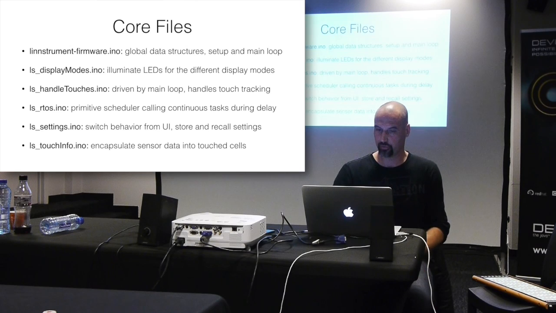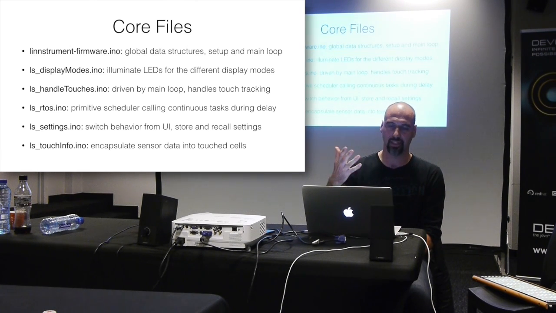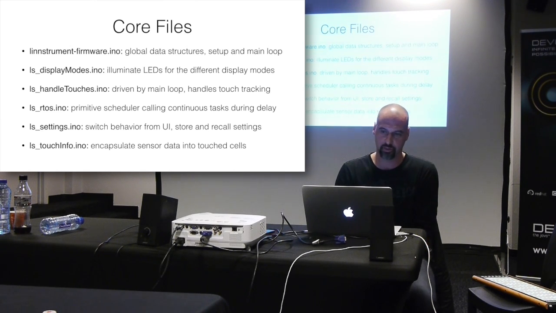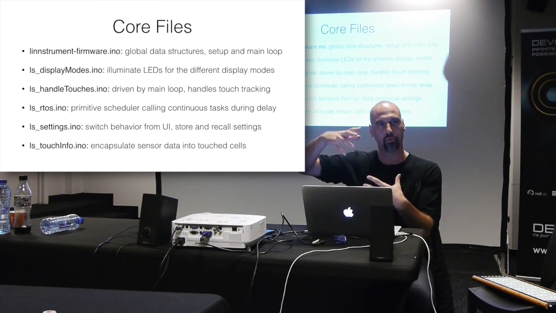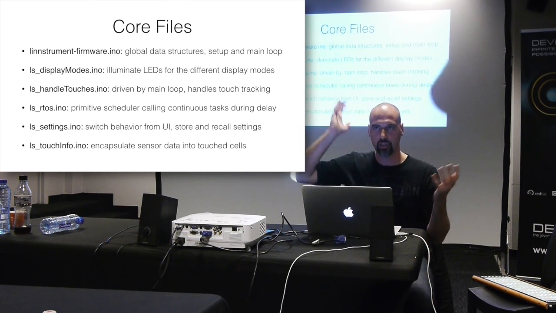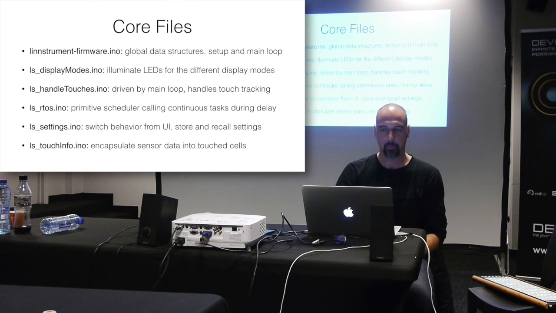So, a quick overview of the files in the firmware. If you ever want to hack on the LinnStrument yourself, these are the main files for the moment. We've got the LinnStrument .ino, which is basically the file extension for Arduino files, which could just have been .c or .c++, but they decided it would be .ino. It's just C and C++ in there. So you've got the main LinnStrument firmware one, which has global data structures and the setup and main loop. It's quite long because it has all the initialization stuff in there, but that's what it boils down to.